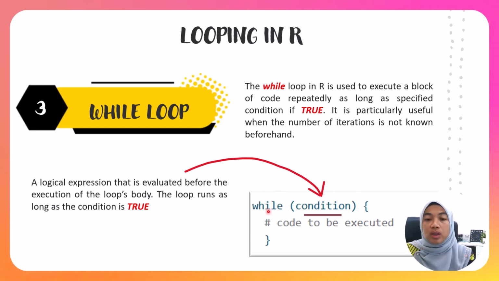On the right hand side here we have the while, and then we have the condition, and also the open and close curly brackets. The condition here is a logical expression that is evaluated before the execution of the loop body. The loop runs as long as the condition is true.